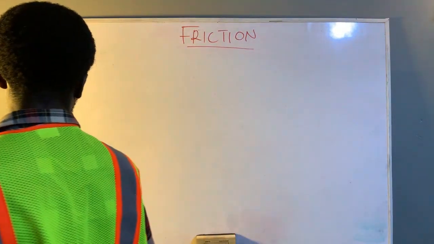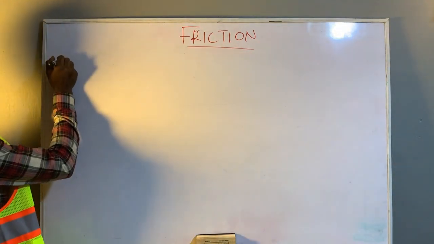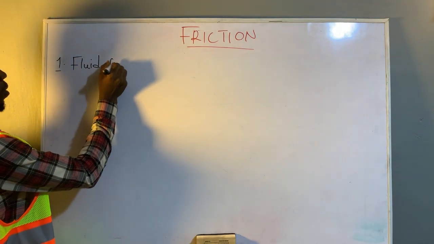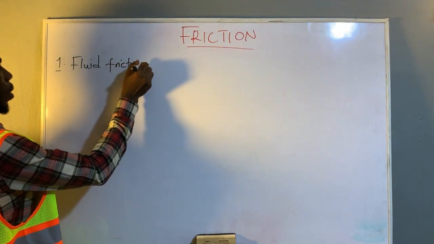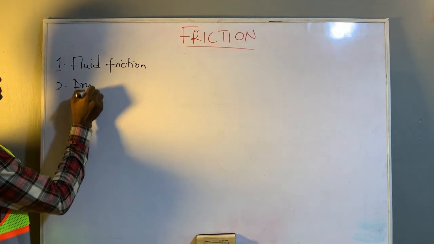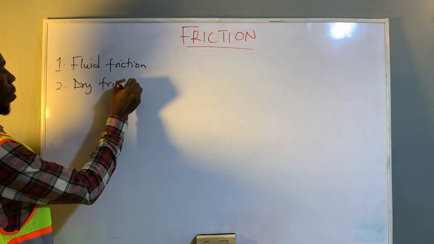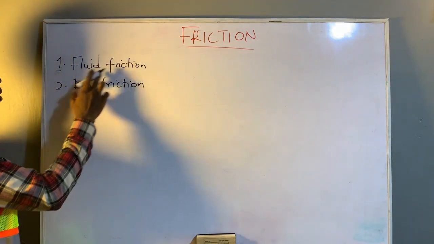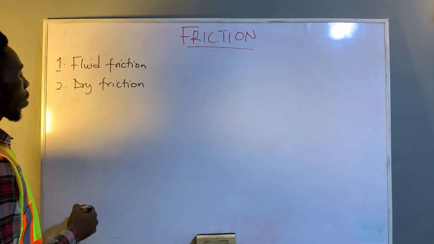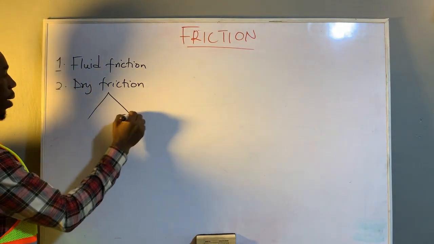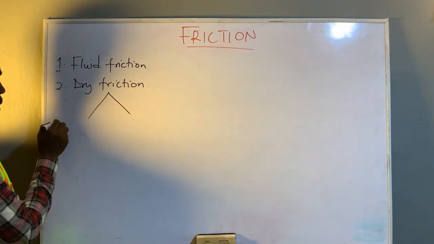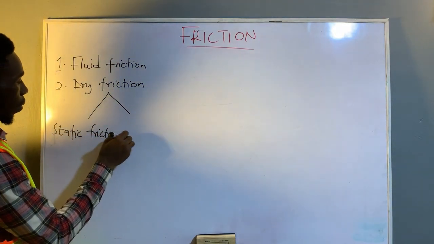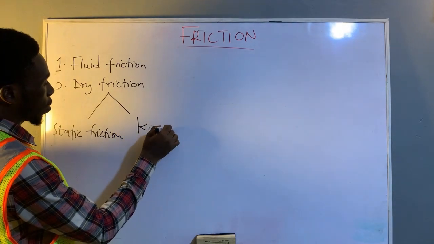When we talk about friction, we have two types. We have the fluid friction and then we have the dry friction. But in this course, we'll be looking at dry friction because fluid friction is tackled in fluid mechanics. When we take dry friction, we have two types, which is the static friction and then the kinetic friction.